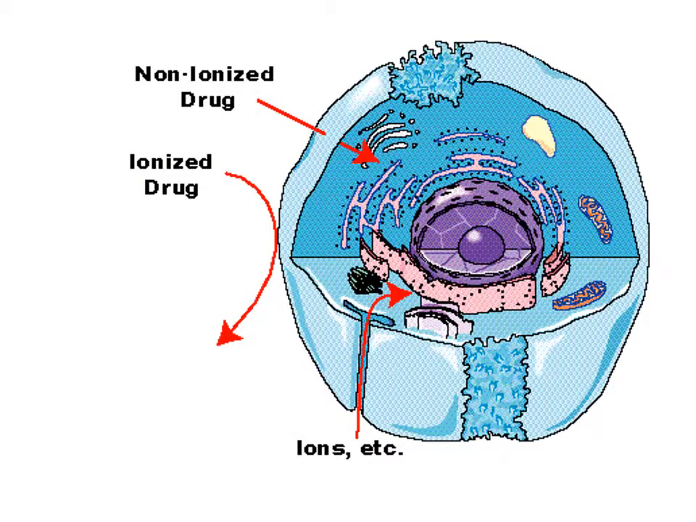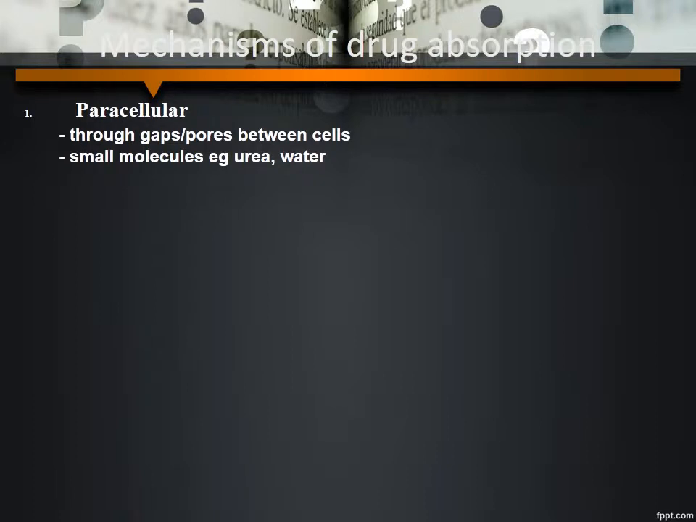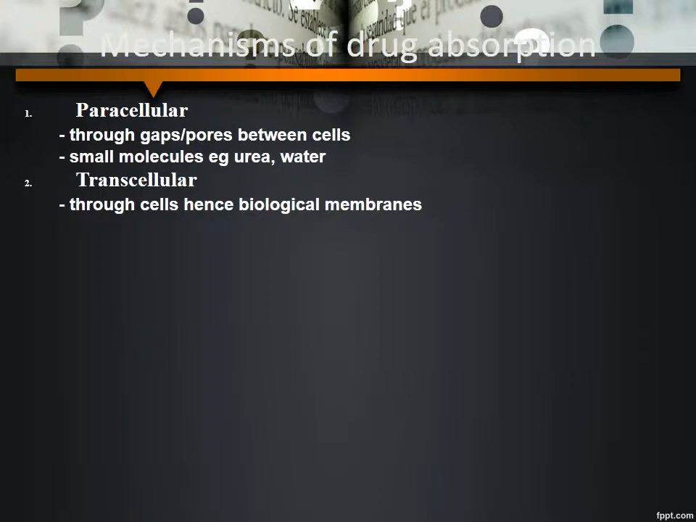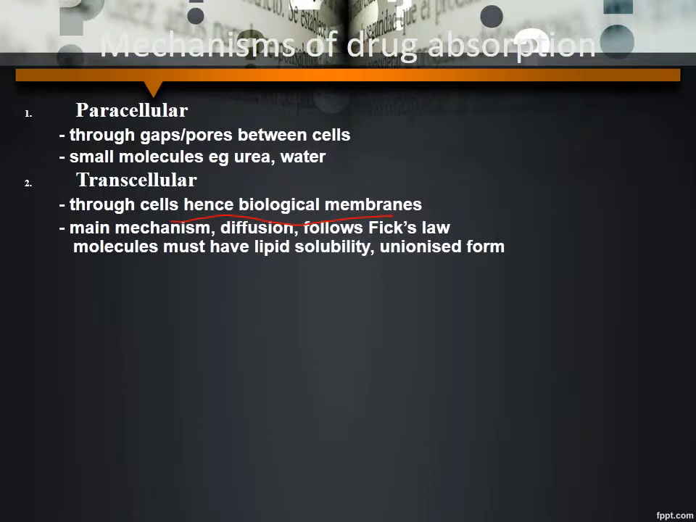Similarly, when you have a non-ionized drug, it will easily pass through the cell for therapeutic action, whereas when you have an ionized drug, it will not pass through the membrane of a cell. So when we talk about the transcellular mechanism, they go through the cell, hence the biological membrane, and the main mechanism, as you still remember, is passive diffusion. We also have active transport and facilitated transport, if you still recall.